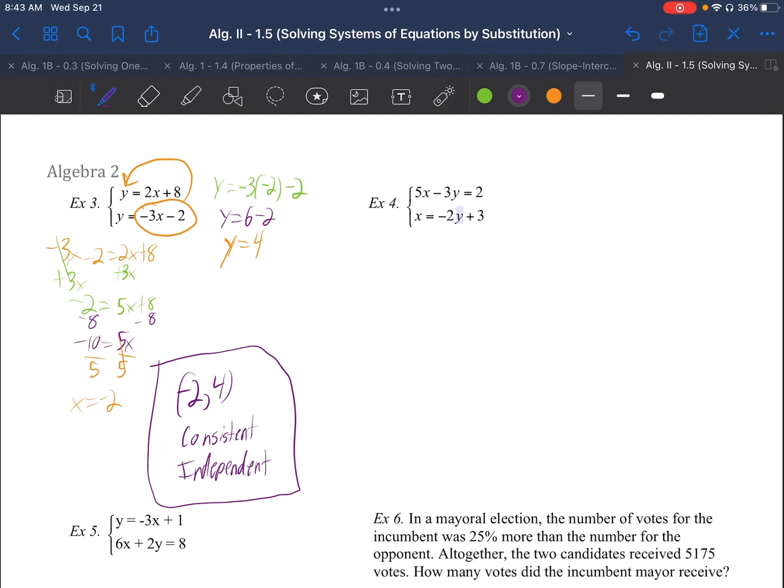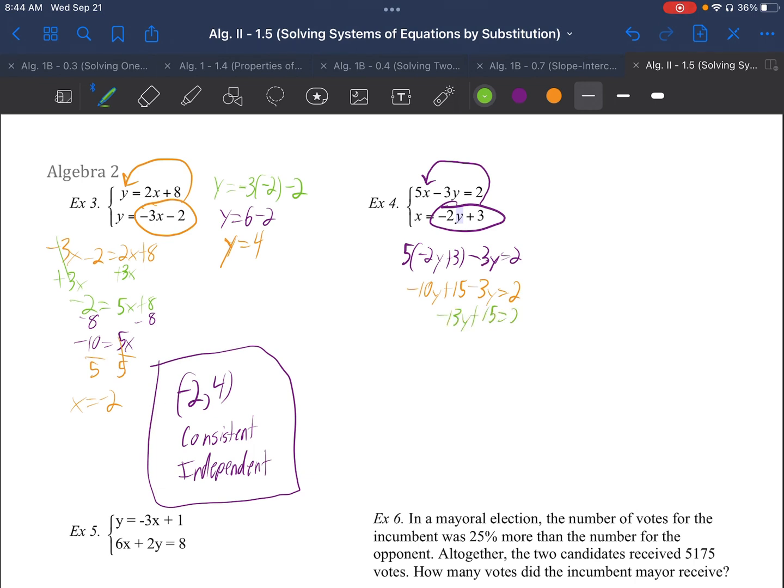So here we have a variable by itself. It's not y this time, it's x, and that's perfectly fine. We'll just take negative 2y plus 3 and substitute for x in the other equation. So 5 times negative 2y plus 3 minus 3y equals 2. Distribute to get negative 10y plus 15 minus 3y equals 2.